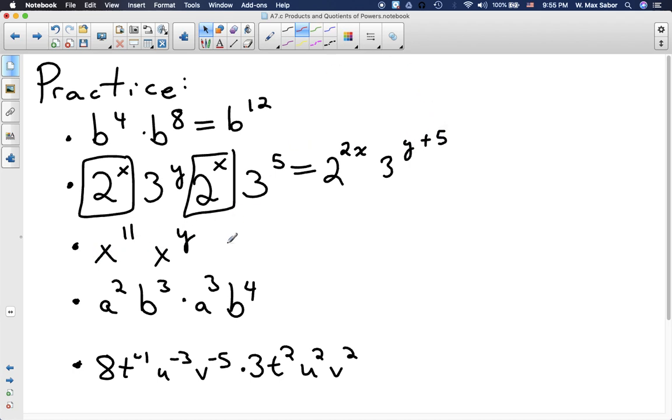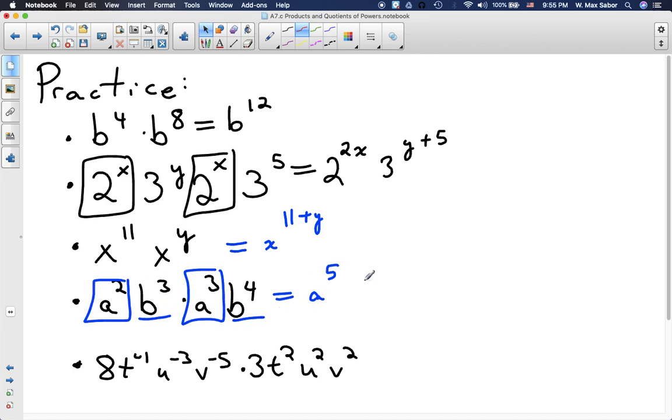Here, these are the same base. We add the exponents. 11 plus y. Here, these are the same base. So we add those exponents. And these are the same base. So we add those exponents. Here, 8 and 3 are normal numbers that will multiply normally. I believe that's a 4.